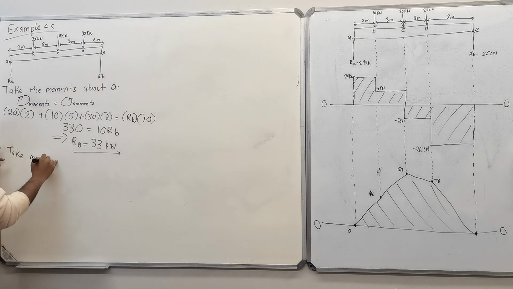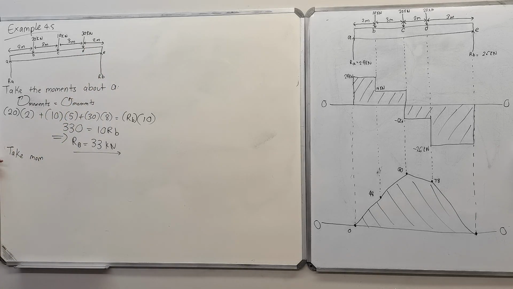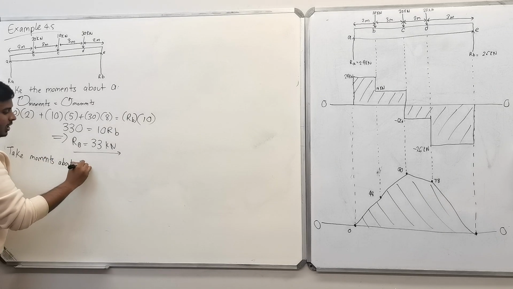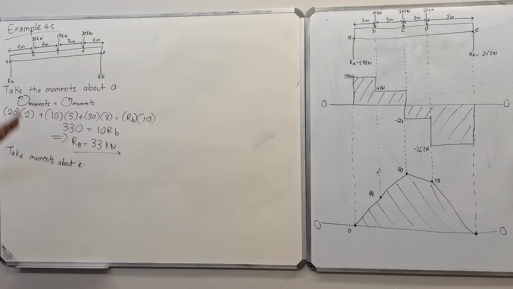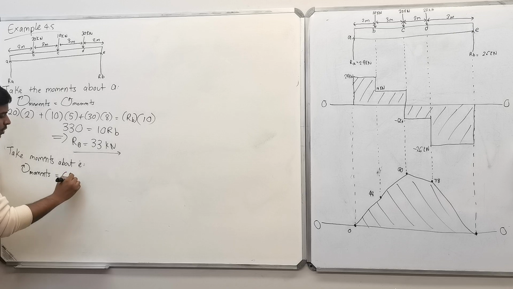Don't mix up this and that, because that's how you had the problem with the simultaneous one. This here is the reaction, but in this instance it's where the point acts. You can call these ends anything, X and Y, anything. Take the moments about E. You carry on as normal: clockwise moments equal to anti-clockwise moments.